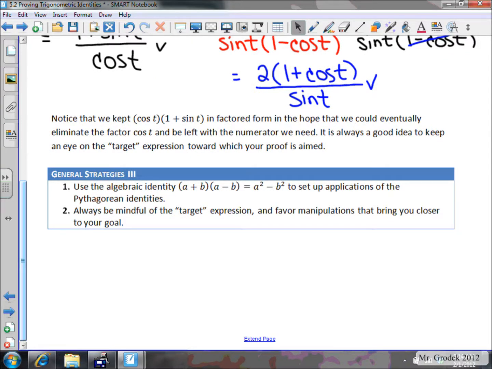Now, general strategies 3. Use the algebraic identity, which is a difference of squares, to set up applications of the Pythagorean identities. Always be mindful of the target expression. You're going to favor manipulations that bring you closer to your goal.